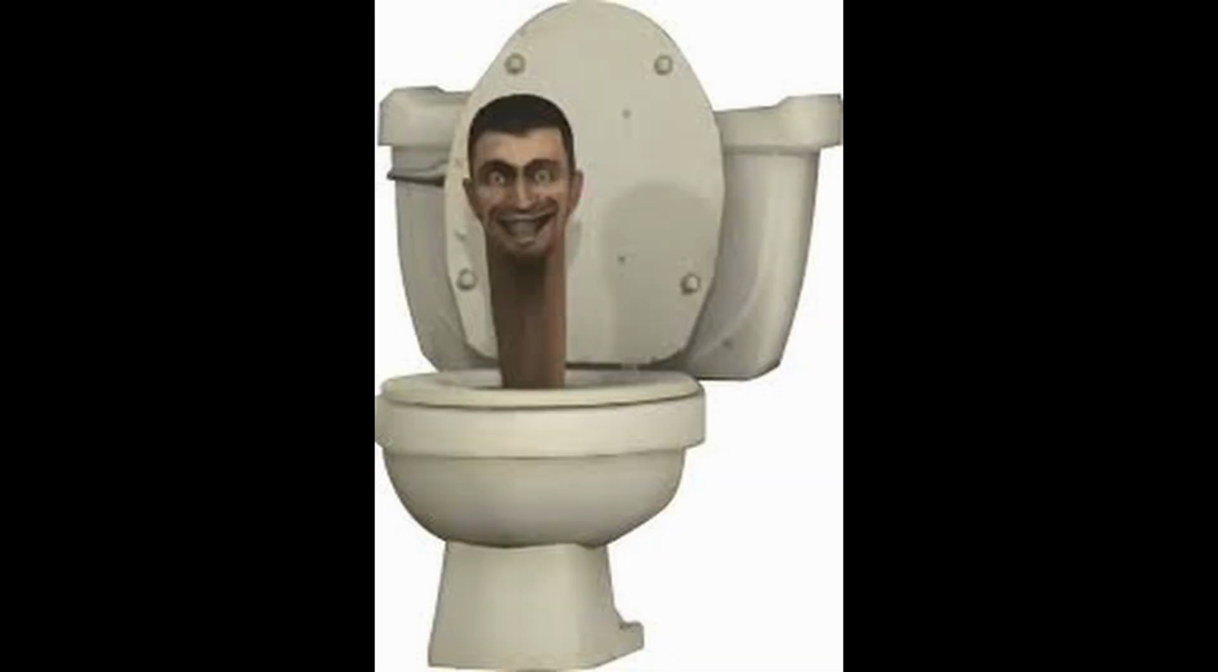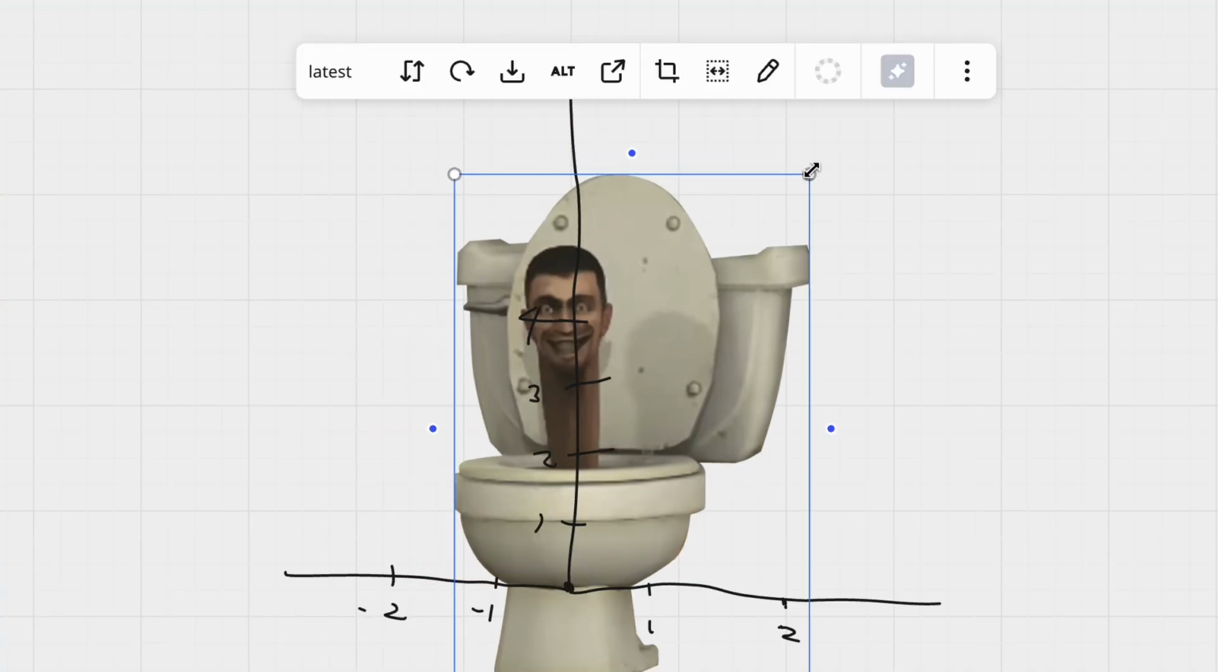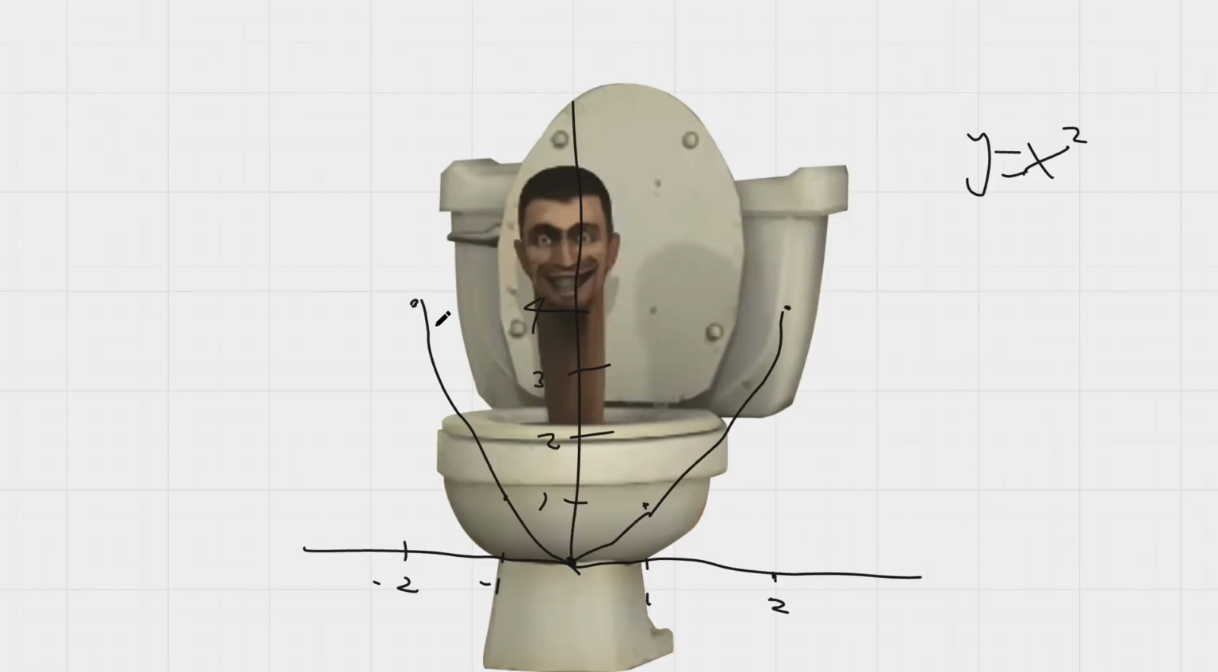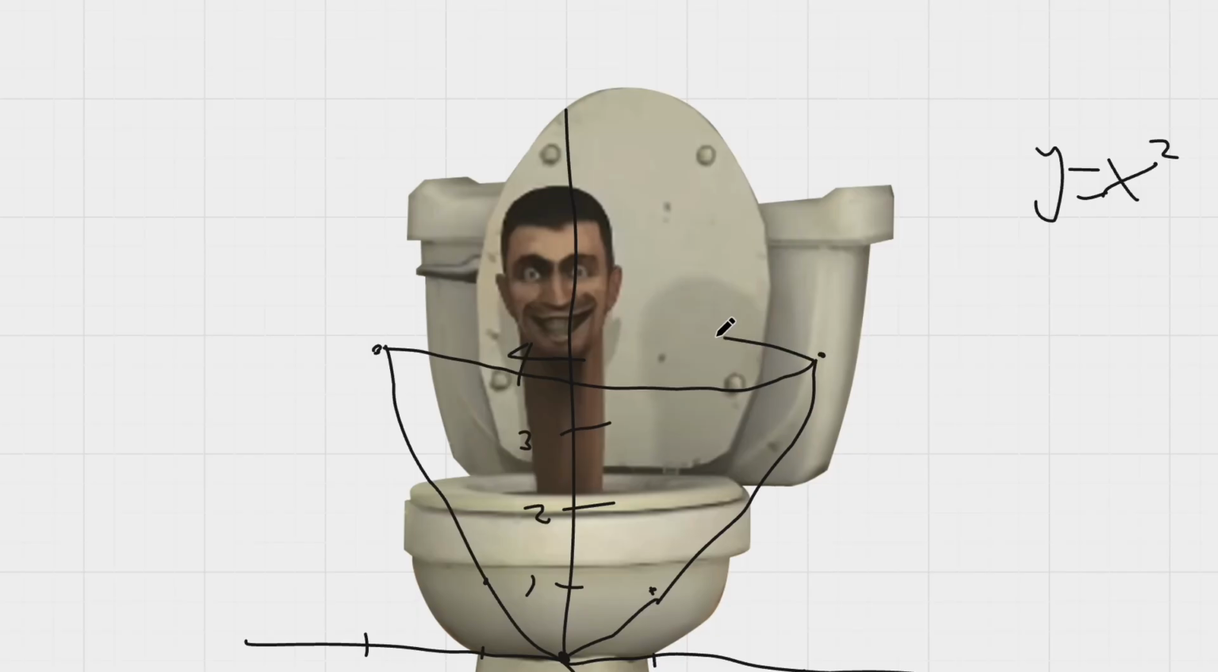So, picture this. You are a skibbity toilet, and you need to measure the amount of water that can be held within the toilet bowl. So, imagine the dead meme on the xy axis, and this can be visualized by the function f of x equals x squared revolved around the y-axis.